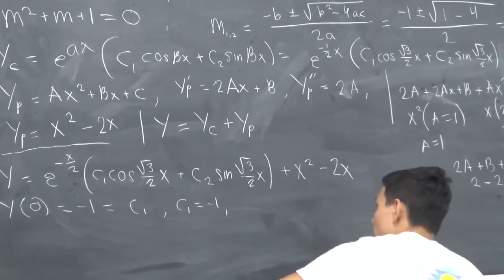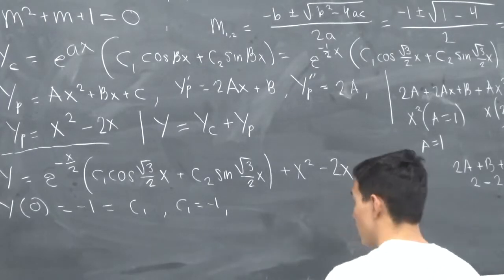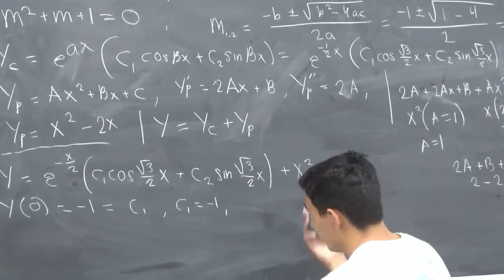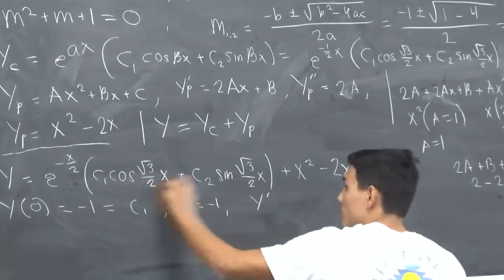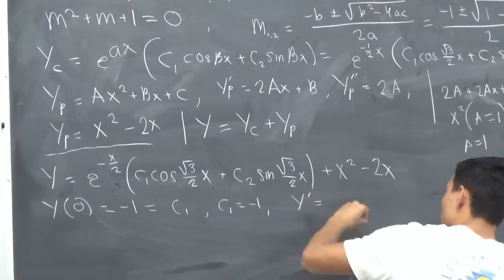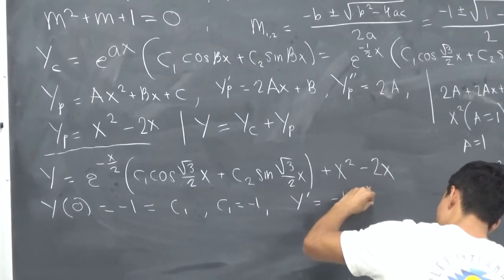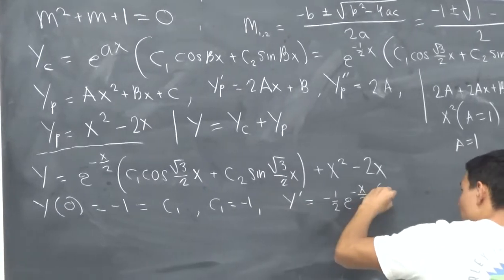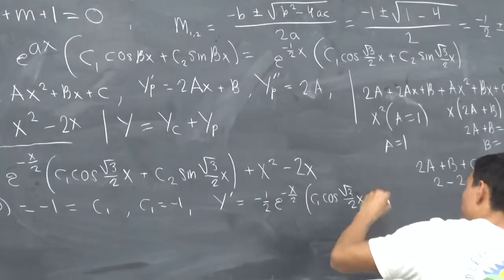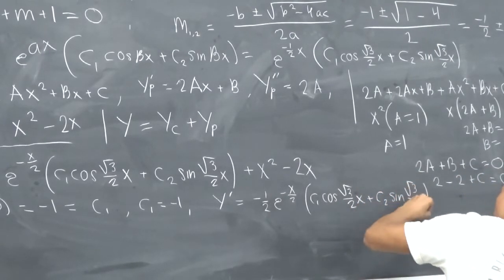Okay, what about c2? Okay, so we can do the same thing. Just we need to take a derivative here. Okay, so we had 2 unknowns. We need 2 equations to solve 2 unknowns. So that's why you got to take the derivative. So y prime, taking the derivative of everything over here with respect to x, what do you get? You get negative 1/2 e to the negative x over 2, and this inside stays the same: c1 cosine square root 3 over 2x plus c2 sine square root 3 over 2x.